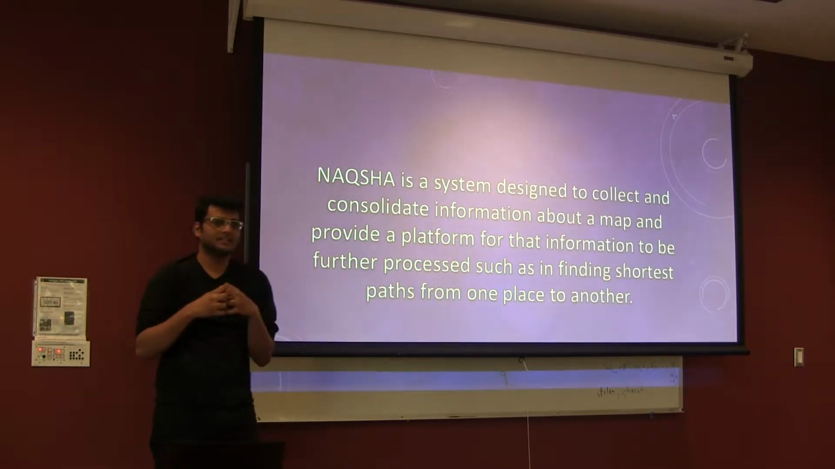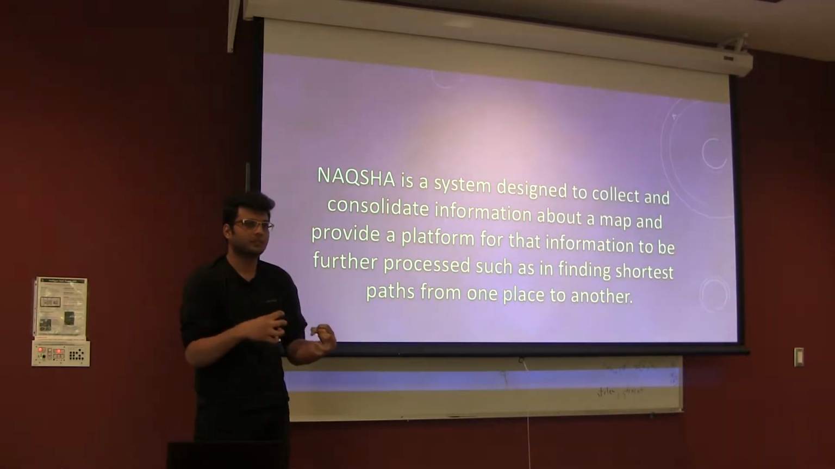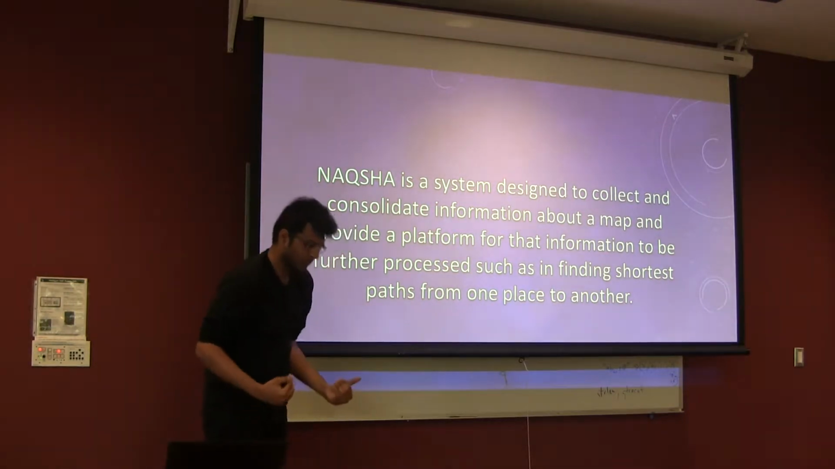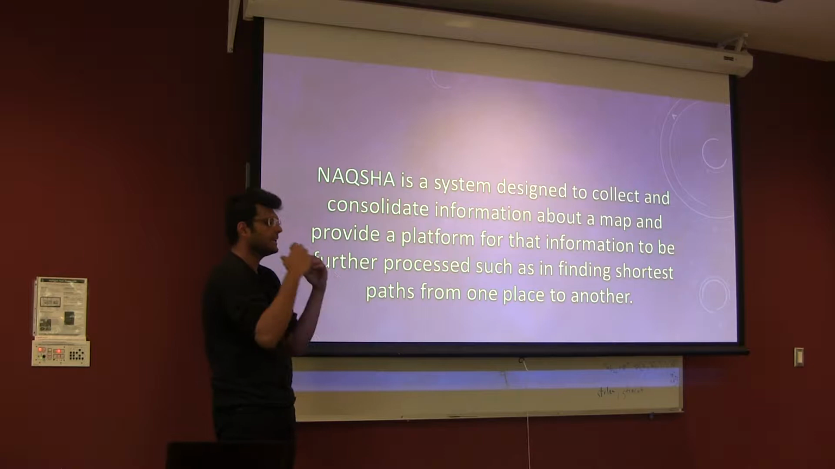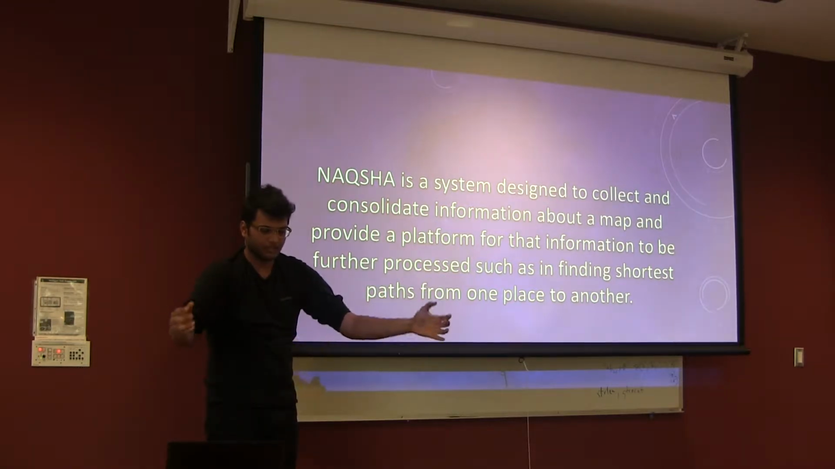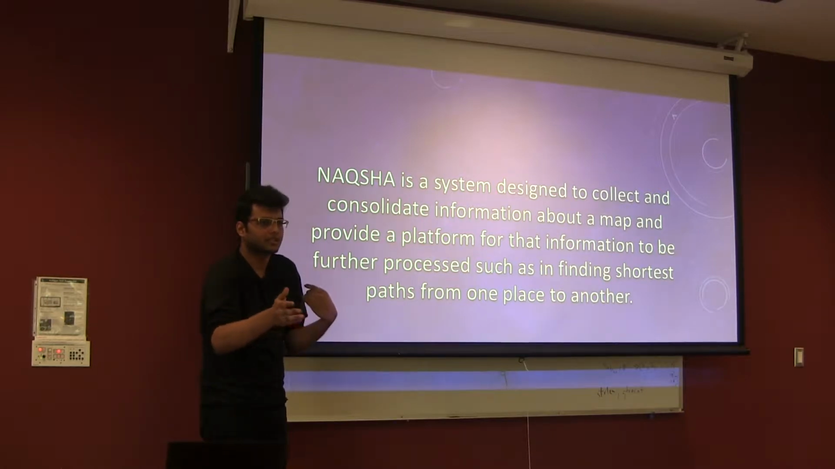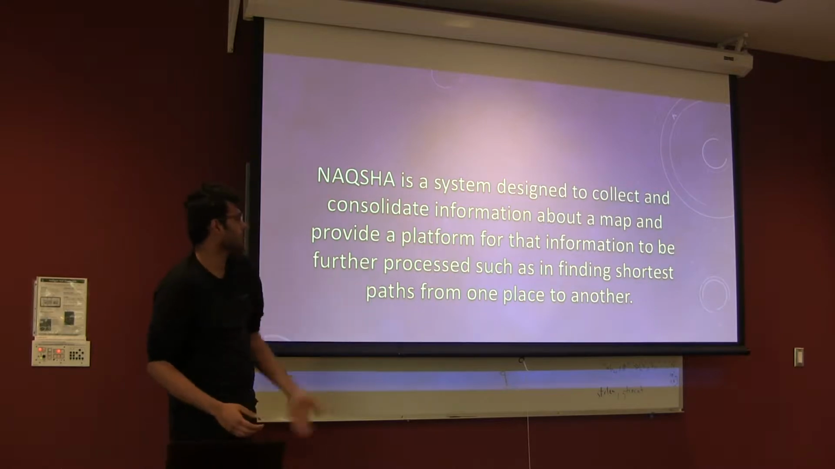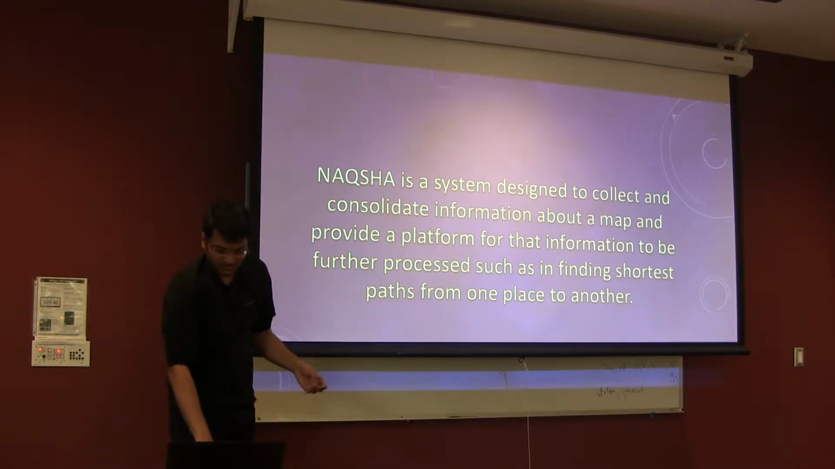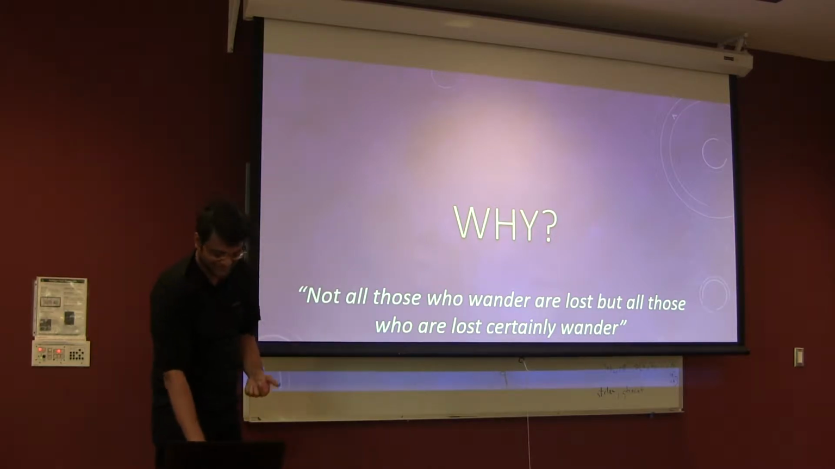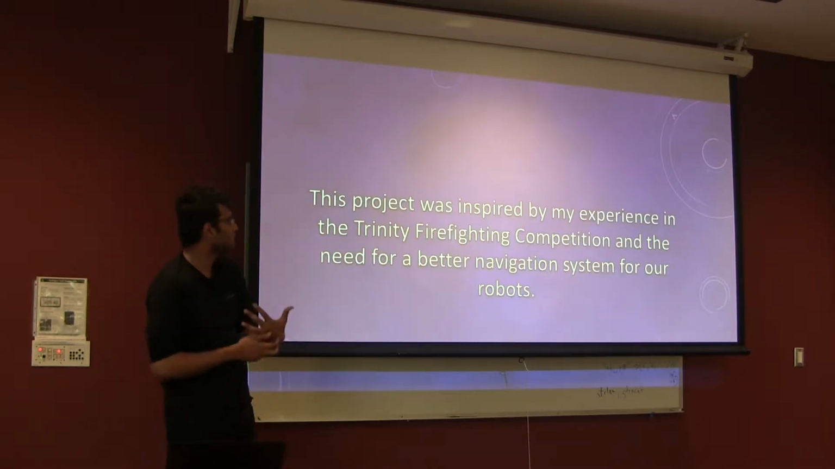Naqsha is basically a system that's designed to collect and consolidate information about a map. You send in data about one position, like where you have walls and stuff, and you want to save that. It keeps in mind whether you have been here once, so that you know where you've been, and if you want paths from one place to another, you can do all kinds of stuff with that. For example, finding the shortest path from one place to another might be one of the things that you do.